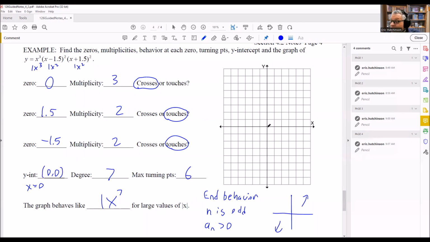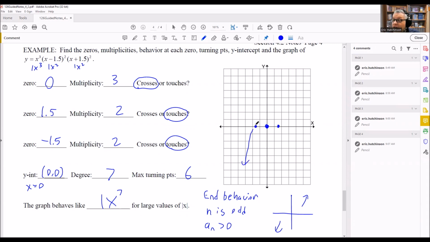Now let's plot each of these. We have a 0 here. We have negative 1.5 and positive 1.5. So we have both of them there. Those are all 3 of the intercepts. Now we're going to use end behavior. End behavior says that we have to start coming up from below. So I'm coming in like that.